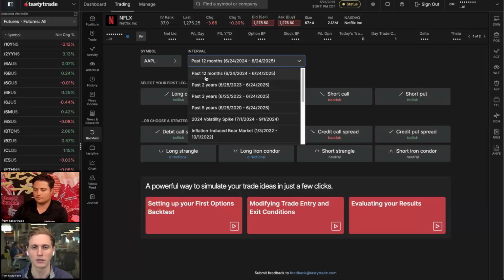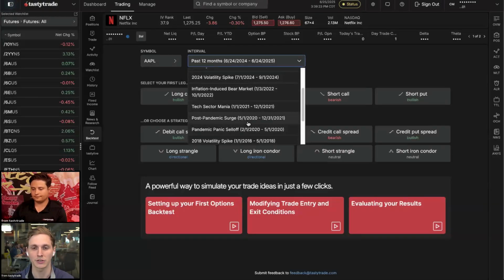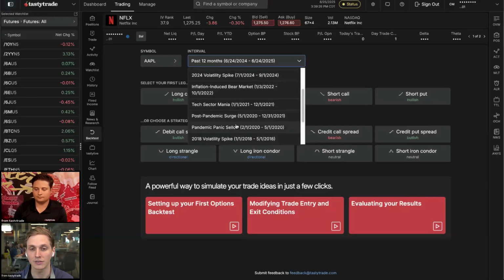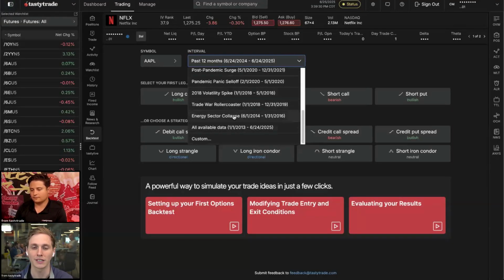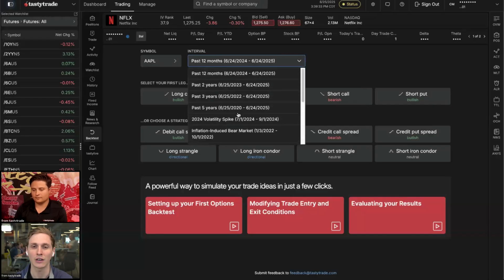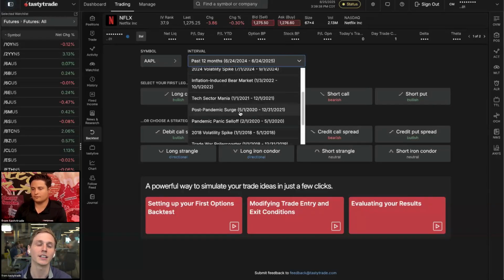But generally, you can look at the past year, 12 months, the past 2 years, 3 years, 5 years. And then if we scroll down a bit too, we can also look at specific events. So you can look at the post-pandemic surge or the panic sell-off. So you can check out some of these black swan events, some of these major events that happened in the past and see how your certain kind of strategy would have been impacted to say, oh, hey, if I was selling puts during the pandemic sell-off, well, probably wouldn't be too great, right?